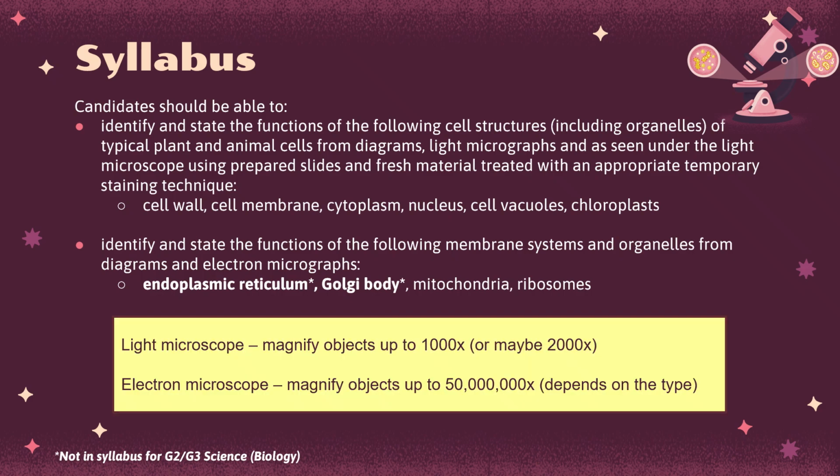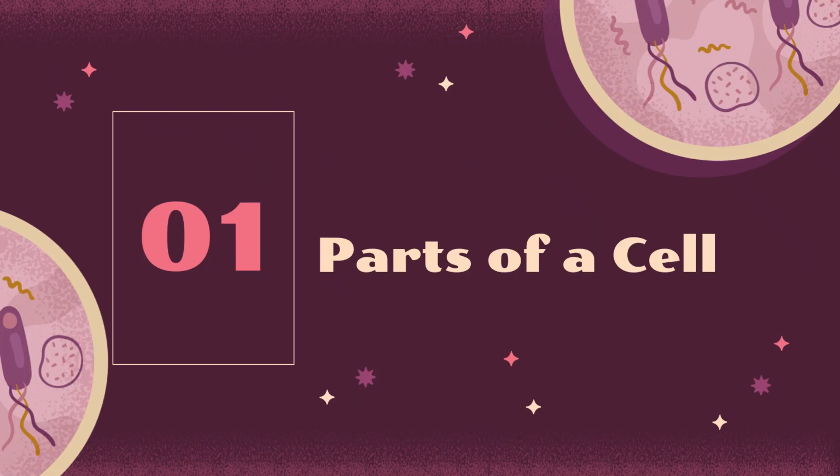Before we move on, I think it is good to know the difference between a light microscope and an electron microscope. In general, electron microscopes are stronger. They are able to magnify objects to a higher degree. You can see over here it is 50 million times depending on the type. So let's begin with part 1, parts of a cell.